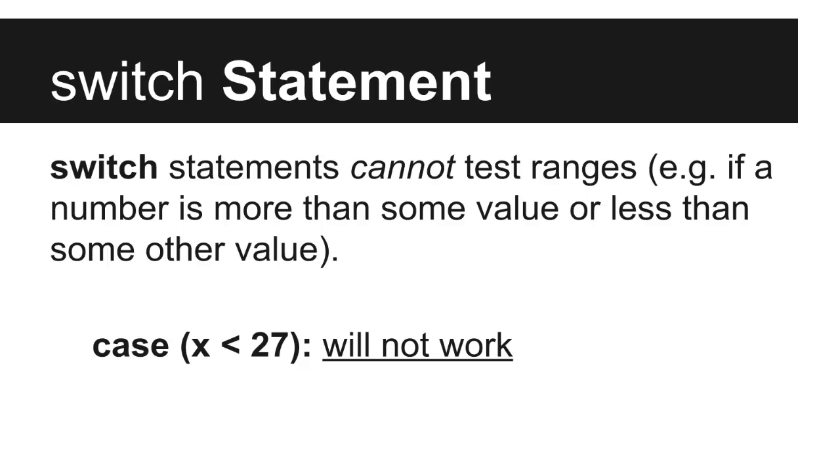What switch statements can't do, they can't test floating point numbers, anything with a decimal, and they also can't test ranges. So we can't test to see if a number is more than some value or less than some value. We can only see if it is equal to that value. So something like case x is less than 27, where x is the thing that we're switching on, that's not going to work. If you want to do something like this, you'll have to use if statements.